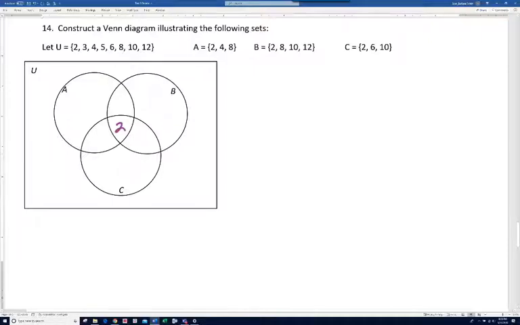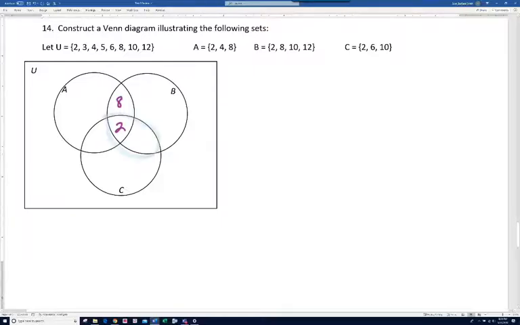And then we're going to work our way out where there's overlap between 2 sets, not including the part that we already filled out. So for the intersection of A and B, let's look at A and B. What else do they have in common other than 2? Well, notice 8 is in both, and that would be it. And so 8 goes in the intersection of A and B that doesn't include all 3 sets.